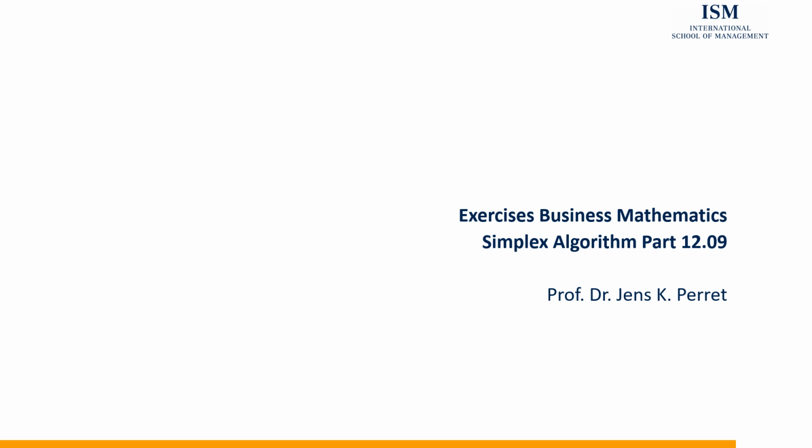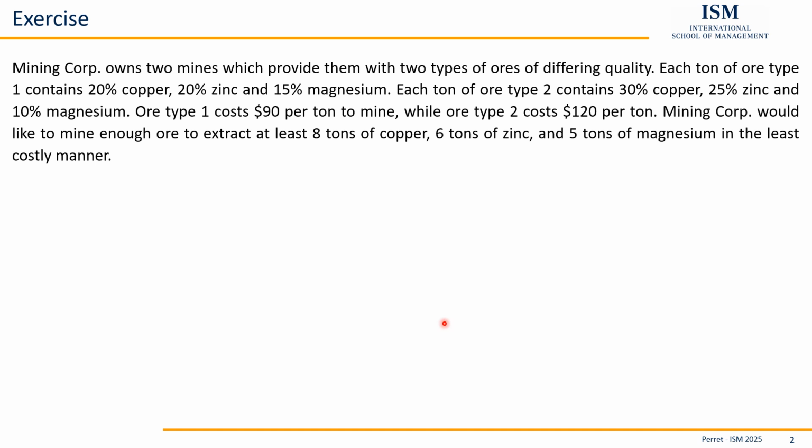Welcome to another exercise on the Simplex algorithm. Here we have a slightly longer text exercise with the general information going as follows. Mining Corp owns two mines which provide them with two types of ores of different quality.